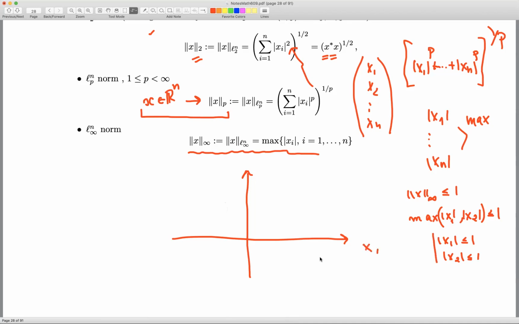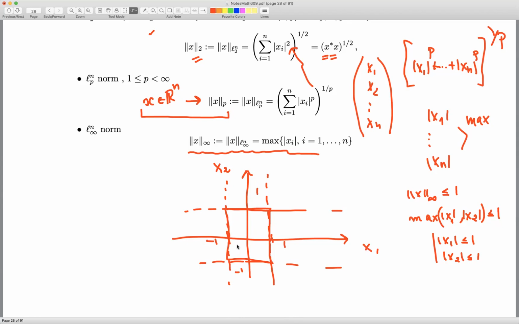So if here we plot x1 and here we plot x2, what do we have? We have x1 between -1 and 1. It lives in this strip here. And then we have x2 between -1 and 1. So x2 lives in this strip here. And therefore, we end up with the square, because the point has to belong to the intersection. We end up with this square that goes from -1 to 1, and here from -1 to 1.